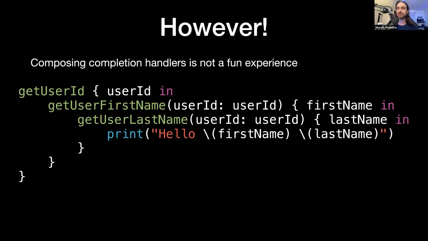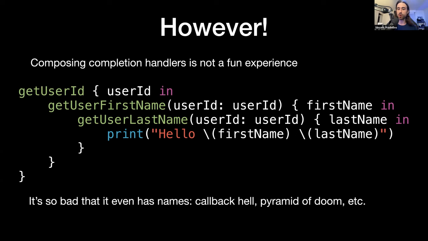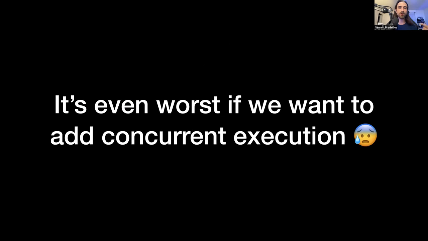And that situation is so bad that it doesn't have only one, but several names. Names like callback hell, pyramid of doom. And when you have that kind of name, you know that something is definitely wrong. And it's even worse than that, because here I only show the happy path, but it's even worse if you have to deal with errors, and even worse if you have to deal with, for instance, concurrent execution, because you need to synchronize your code by hand using something like a dispatch group, which is complicated, error prone, and it can deadlock your app. So there was definitely a need for something better.